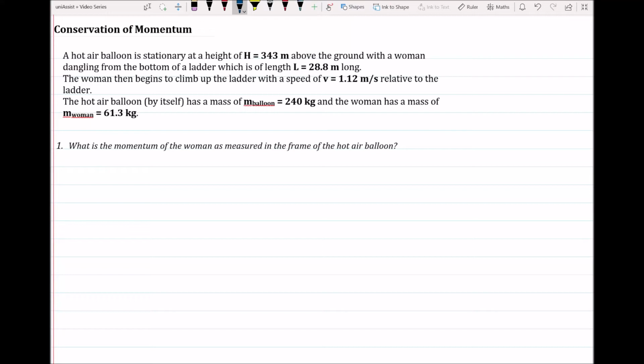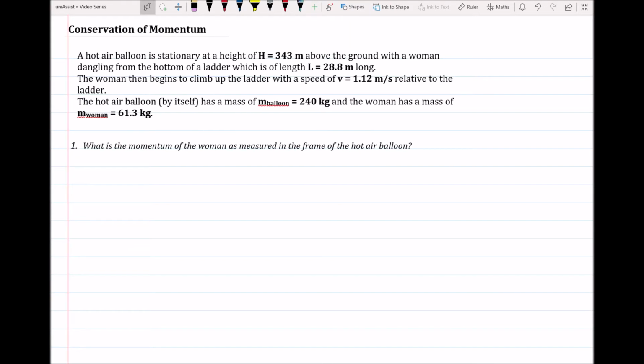Now on to our second conservation of momentum question. This time we've got a hot air balloon stationary at a height of 343 meters above the ground, with a woman dangling from the bottom of a ladder that is 28.8 meters long. The woman then begins to climb the ladder with a speed of 1.12 meters per second relative to the ladder. The hot air balloon by itself has a mass of 240 kilograms and the woman is 61.3 kilograms.